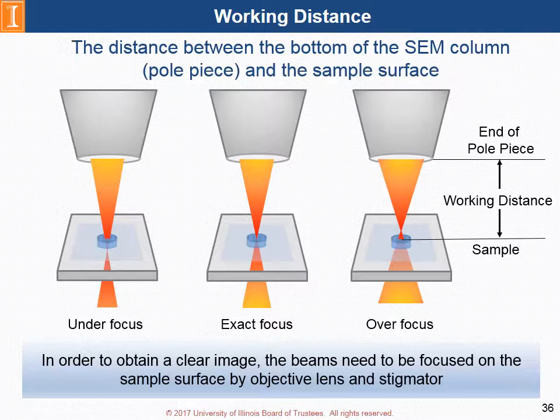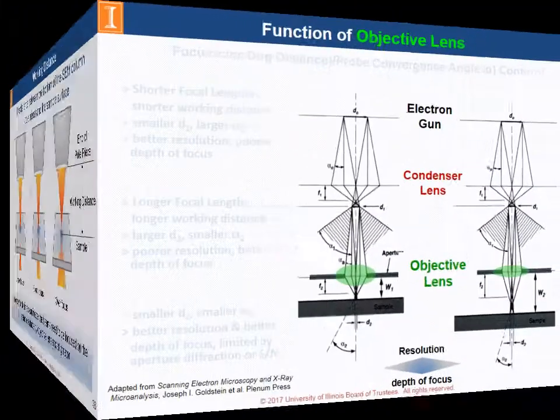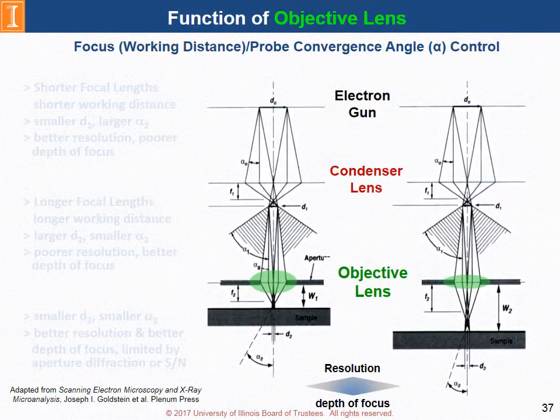If the beams focus below the sample surface, we call it underfocus. If the beams focus above the sample surface, we call it overfocus. Either way, the probe size is not minimized. Therefore, the image won't be clear. It is the objective lens which controls the focus, therefore directly controls the working distance and the depth of focus.